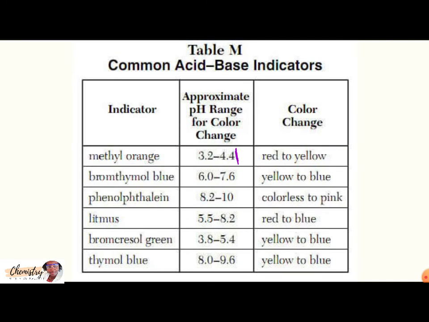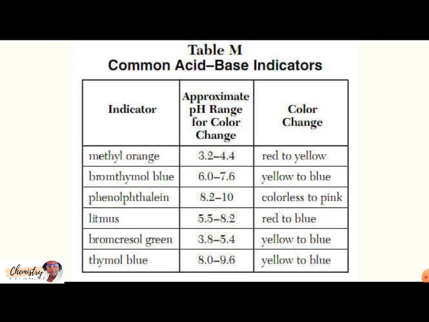You will have these color changes taking place, but because it doesn't actually align with the equivalence point, we would have stopped our titration. We don't have neutralization taking place as yet. So we should always know the strength of the acid and the base. That will tell us what pH the equivalence point would have, and then we can select an appropriate indicator for that particular titration.